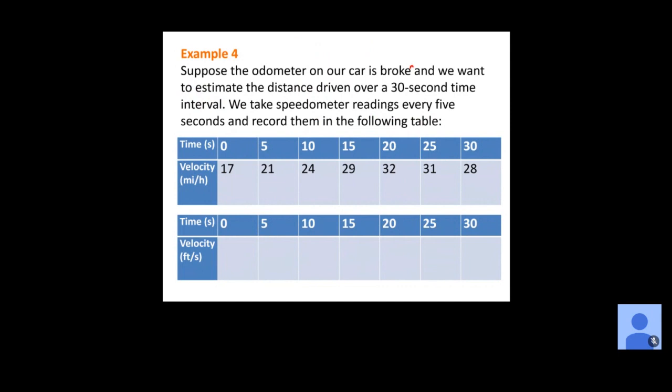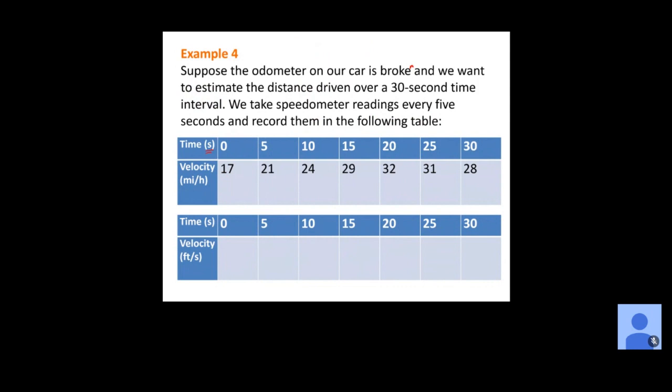Okay, so basically, we're saying when we first start out, our velocity is 17 miles per hour. After 5 seconds, we look, and it's 21 miles per hour. After 10 seconds, we look, it's 24 miles per hour, and so on. Now, to be able to do this, because our time is in seconds, we need to get some kind of velocity unit that also has seconds in it. So we need to convert our velocity to feet per second instead of miles per hour, just so we can actually do these calculations.